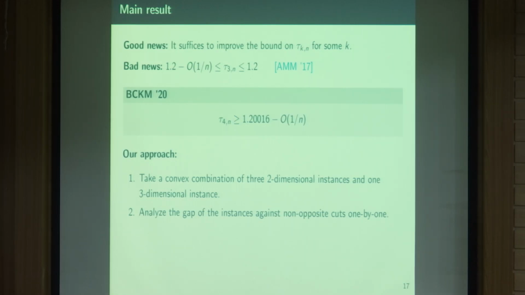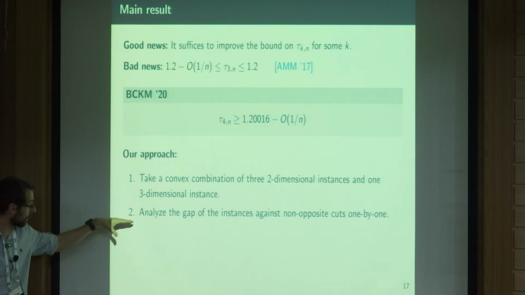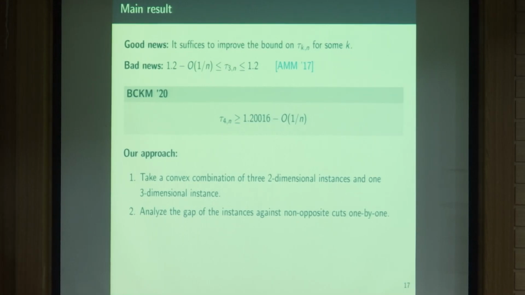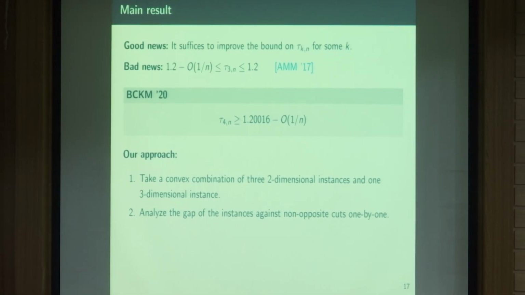We know that it's not enough to use two-dimensional instances, because in the two-dimensional case, everything is known. So we will take a convex combination of some specific two-dimensional instances and a single three-dimensional instance. And we analyze these instances against non-opposite cuts one by one. Then we choose the coefficients in the convex combination in such a way that the three-dimensional instance that we obtain is bad against any non-opposite cut. That's the idea.